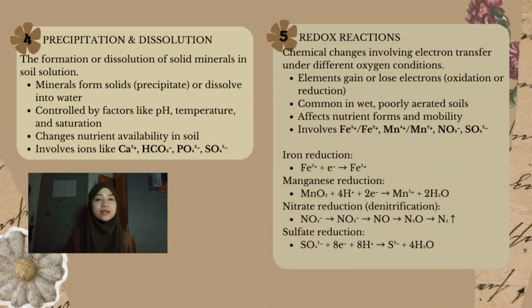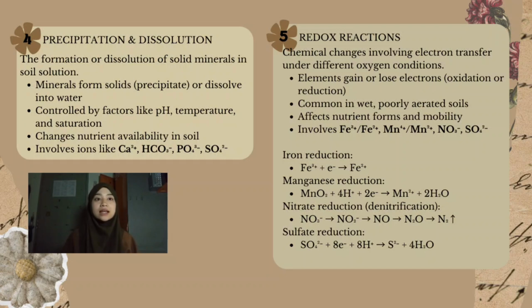Once ions are in solution, they may undergo change in form through precipitation and dissolution. Precipitation is the formation of solid minerals from dissolved ions, whereas dissolution is the process where solid minerals dissolve into the soil solution. These processes are influenced by environmental conditions such as pH, temperature, and ion concentration.